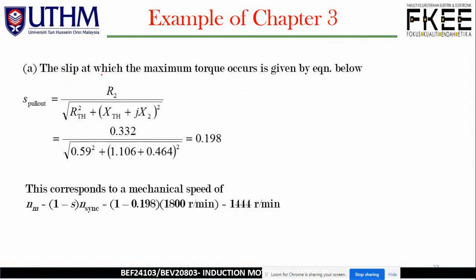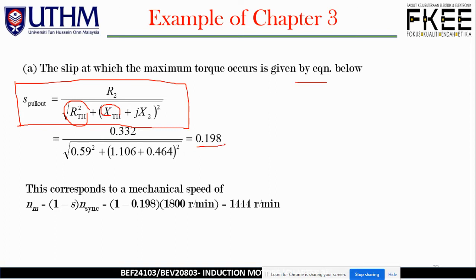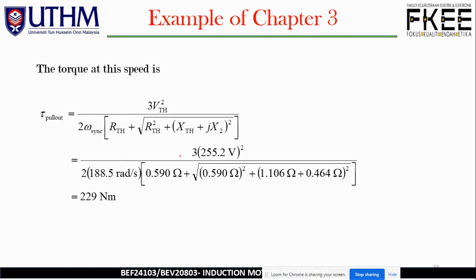And then what's next? The slip at which the maximum torque occurs is given by the equation below. We have seen this quite some time ago, the formula of the pull out slip or maximum slip. So we have R2 over the square root of RTH squared plus XTH plus X2 squared. Since we are done with RTH and XTH, substitute the values, giving the maximum slip at which the pull out torque occurs of about 0.198, or 19.8%. This corresponds to a mechanical speed of Nm equal to 1 minus s times Nsync, so 1 minus 0.198 times 1800 revolutions per minute. This gives the mechanical speed of the motor approximately 1444 revolutions per minute. And then what about the pull out torque?